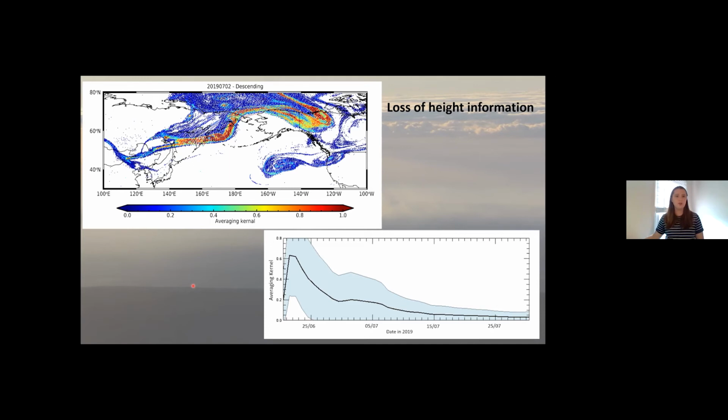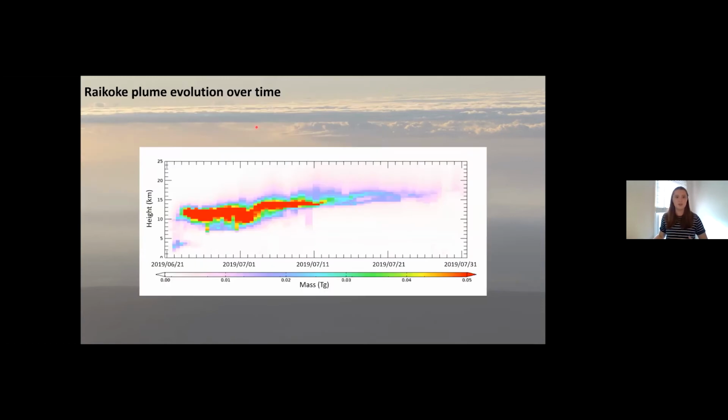So we've made some changes to the way we implement our retrieval. We extract information where we have good height information. We take the heights from these pixels, and we use this to reset the a priori for the next day that we're studying. And that can give us some improved results.